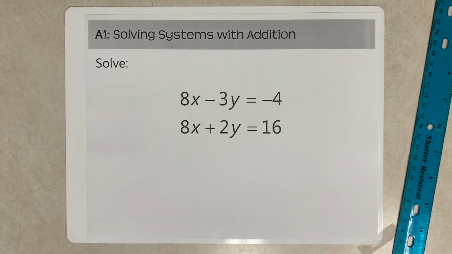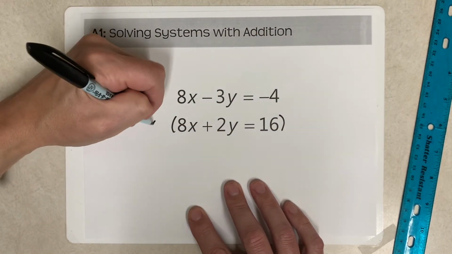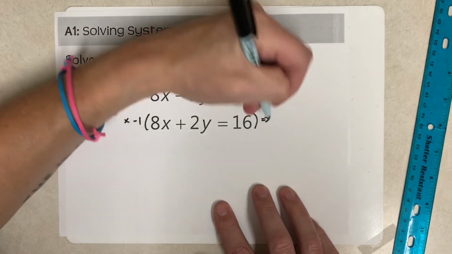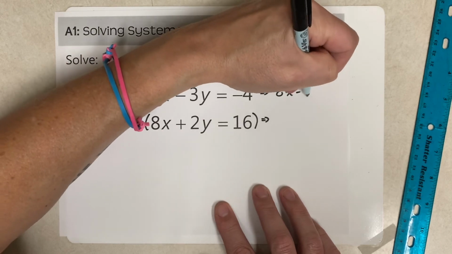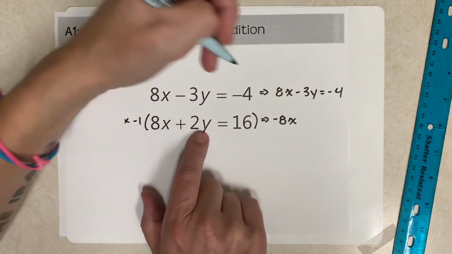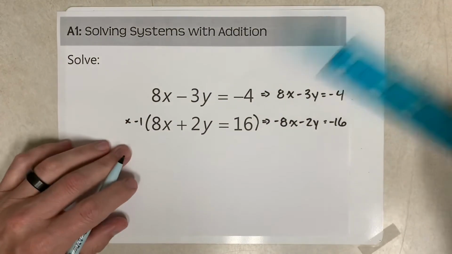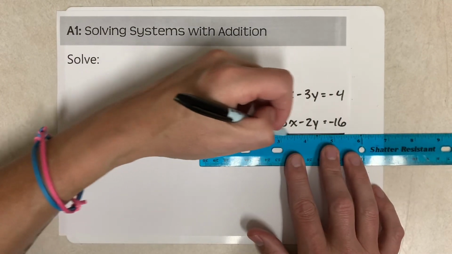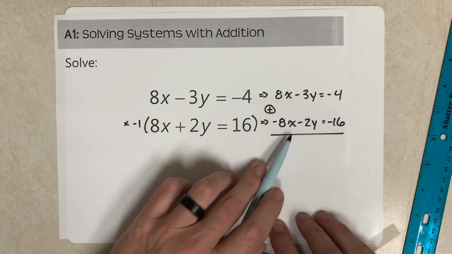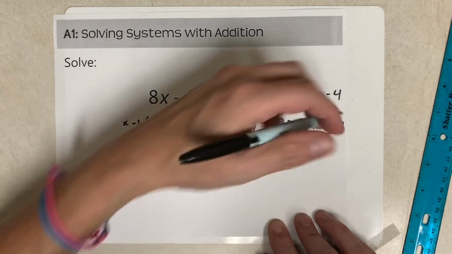All right, and here's our last example. This one, I'm going to take the bottom equation and multiply by -1. I'm going to flip all these signs. And so here we go. I get 8x minus 3y is equal to -4, and -8x minus 2y is equal to -16. We can now add the two equations together and get the x's to cancel. 8x and -8x make 0. -3 and -2 make -5y. -4 and -16 make -20.